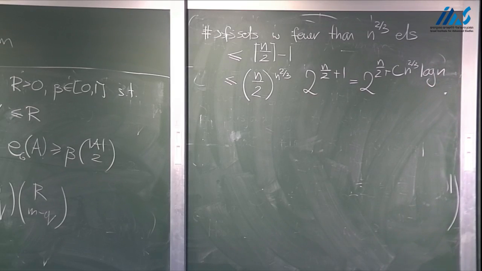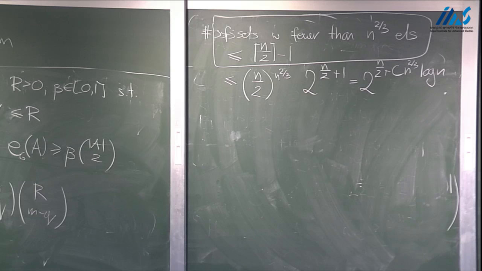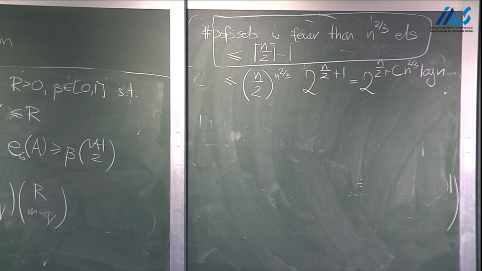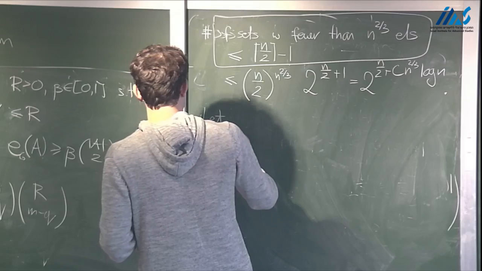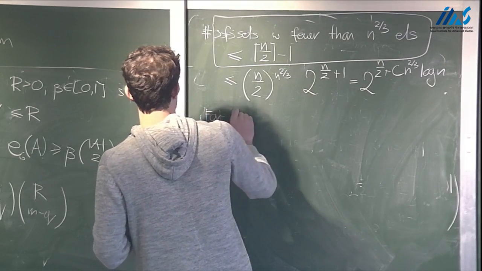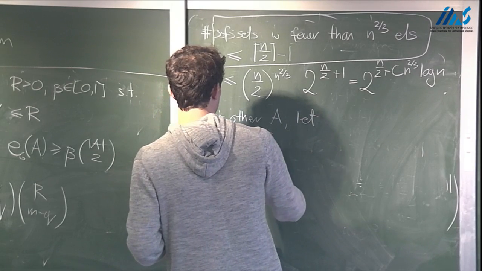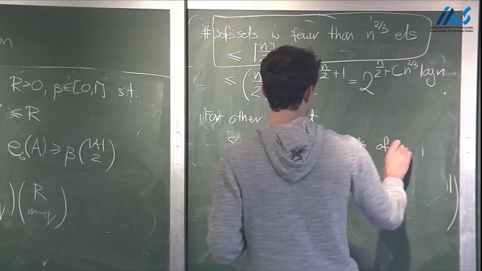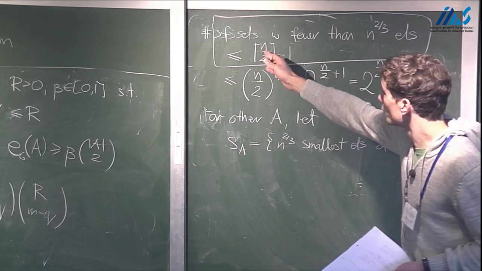Yes, sorry. How do you present it in the lower part? So this is just for convenience, and this shows that the difficulty lies in counting the sets which contain many elements which are smaller than n over 2. So for other A, let S of A be the set of n to 2/3 smallest elements of A. So by assumption, we know that all these elements are in particular at most n over 2 minus 1.